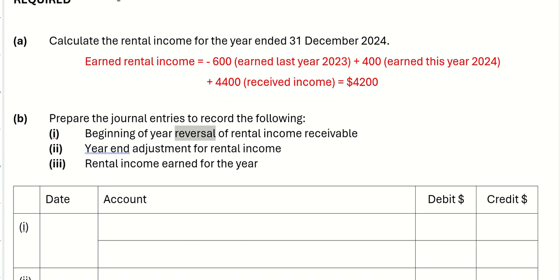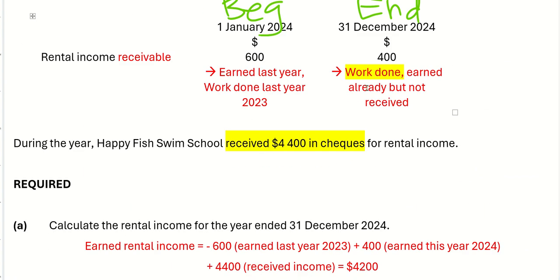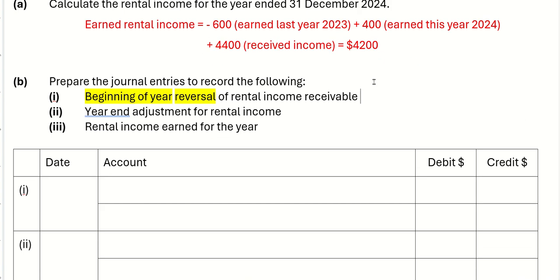So if a reversal of rental income at the beginning of the year, which value are they referring to? So many numbers: 600, 400, 4,000. Which one are they referring to? 600, right? All right, they are referring to this $600. All right, so what is the double entry date? It is 2024 January 1st.